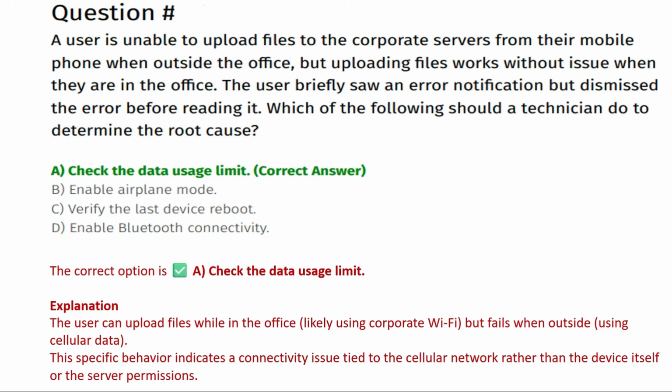So let's check the explanation. The user can upload files while in the office, likely using corporate Wi-Fi, but fails when outside using cellular data. The specific behavior indicates a connectivity issue tied to the cellular network rather than the device itself or the server permissions. So that's why the correct answer for this question is option A, check the data usage limit. So let's move to the next question.